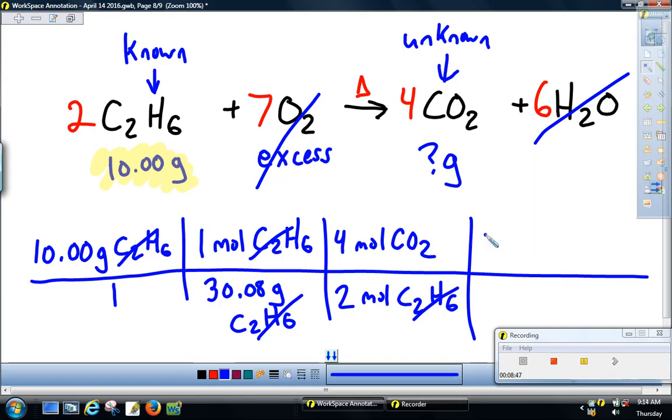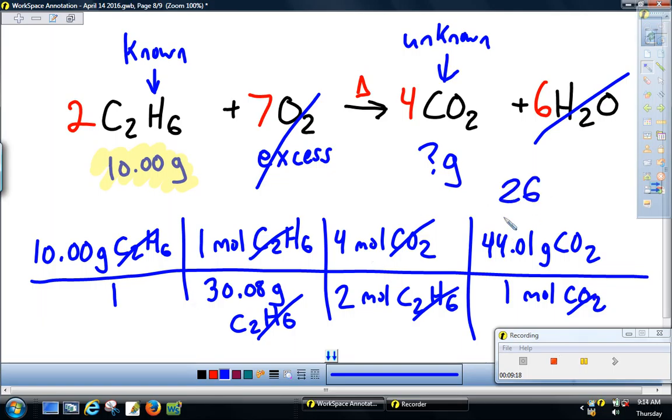So we're going to multiply by 44.01 grams of CO2 for 1 mole of CO2. Put some numbers in our calculator. If it's on top, you multiply by it. If it's on the bottom, you divide by it. So 10 divided by 30.08 times 4 divided by 2 times 44.01, and we get as an answer 26, and we can keep 4 sig figs, 29, I'm sorry, 29.26 grams CO2.